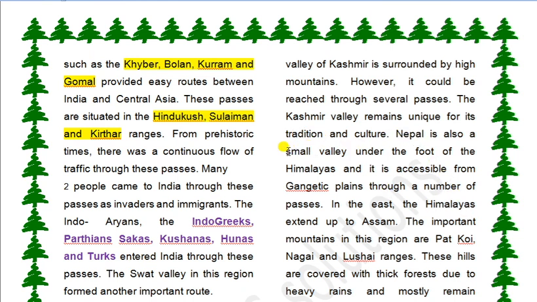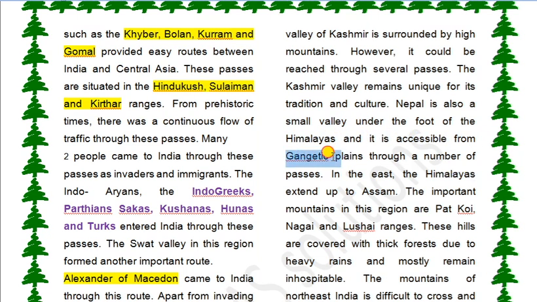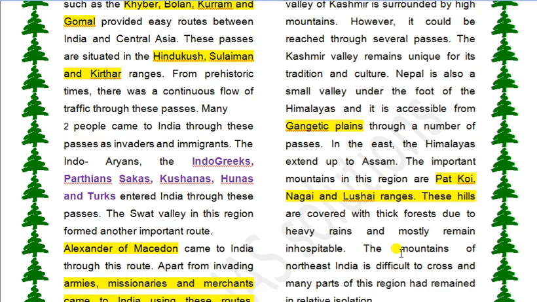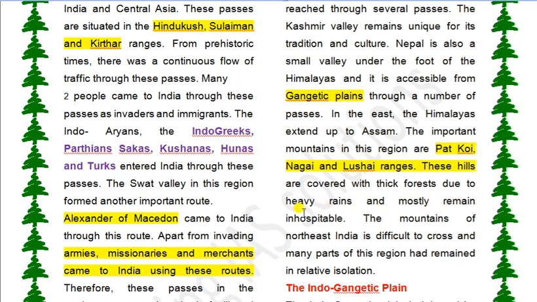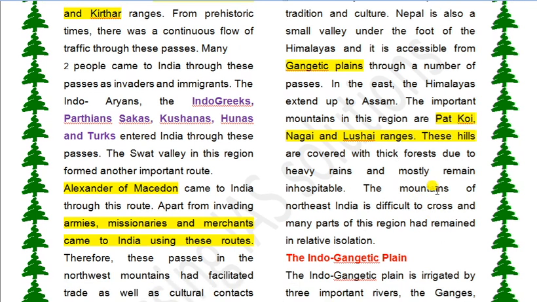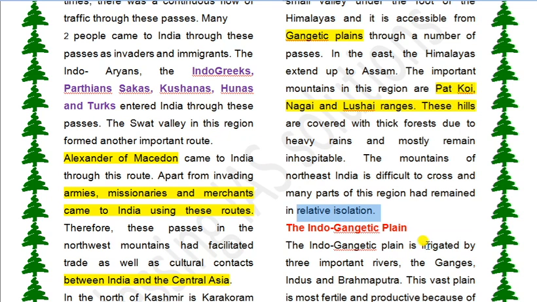Nepal is also a small valley under the foot of the Himalayas and accessible from the Gangetic plains through a number of passes. In the east, the Himalayas extend up to Assam. The important mountains in this region are the Patkai, Naga, and Lushai ranges. These hills are covered with thick forest due to heavy rain and mostly remain inhospitable. The mountains of northeast India are difficult to cross. Many parts of this region remained in relative isolation.